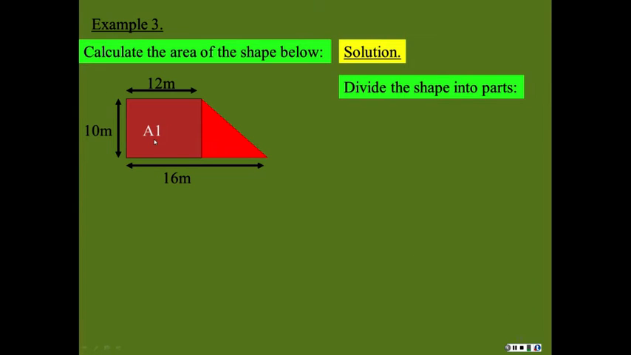So the area of the rectangle, area 1, what numbers am I going to use for that area? 10 times 12, okay? And then what about for the triangle? Area 2. No, not 16. 16 is the whole thing. I take 16 minus 12 and got 4. So my base is 4, but my height stays the same. It stays as 10 because that's what the height of the triangle is. Do you see the height is the same on this side? Yeah, you had to subtract 16 and 12 to get 4.